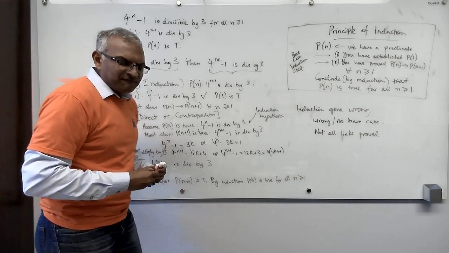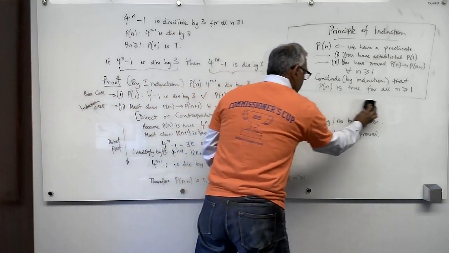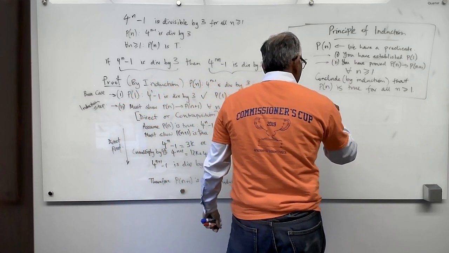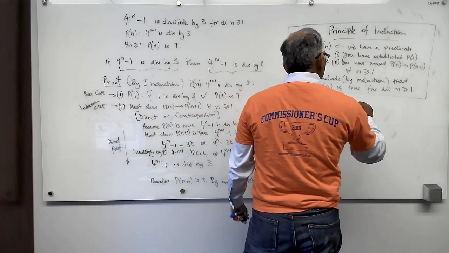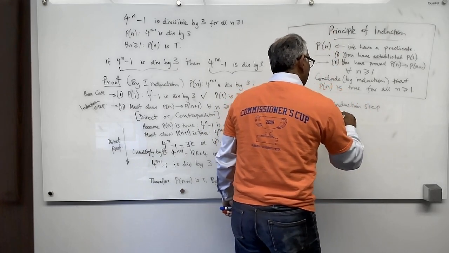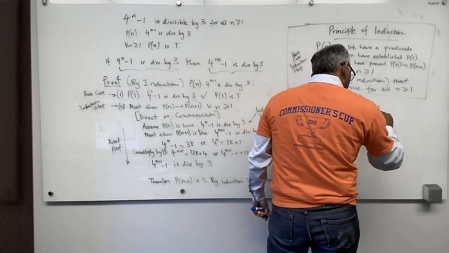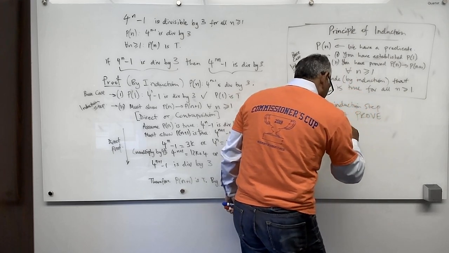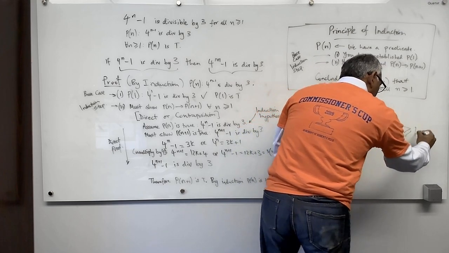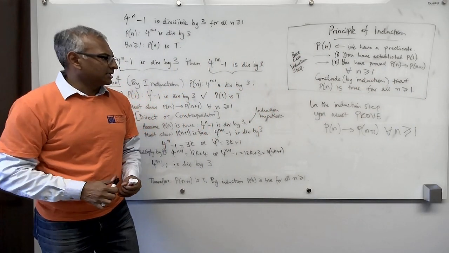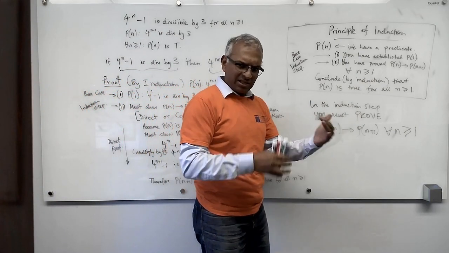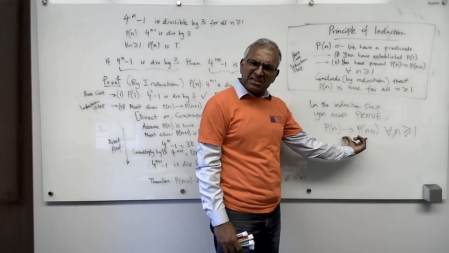Okay. Now let me emphasize that in the induction step, you must prove P of n implies P of n plus 1 for all n greater than or equal to 1. For all n greater than or equal to 1. Okay. So, in other words, effectively I'm proving infinitely many things.